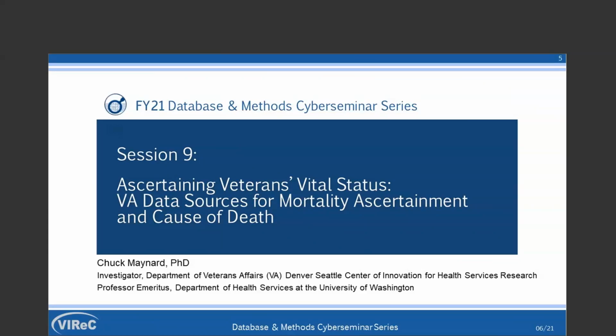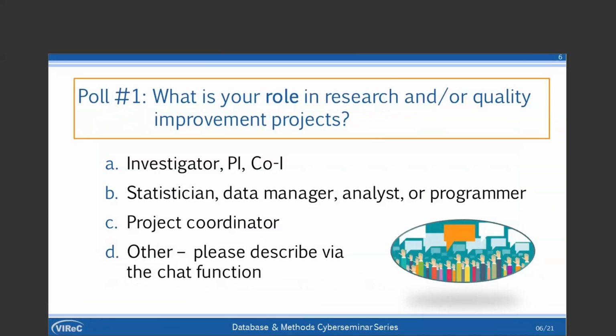The first question is, what is your role in research and/or quality improvement projects? A, investigator, PI, or co-investigator. B, statistician, data manager, analyst, or programmer. C, project coordinator, or D, other. Please describe via the chat function, and we'll wait for the responses to come in. All right, the poll has been opened. The answers are coming in quite rapidly. For those who are just joining us, the poll should have appeared on the right-hand side of your screen. Once you select the answer, please hit submit. That's how the answers are recorded. Seems like things have slowed down quite a bit, so I'm going to go ahead and close the poll and share the results.